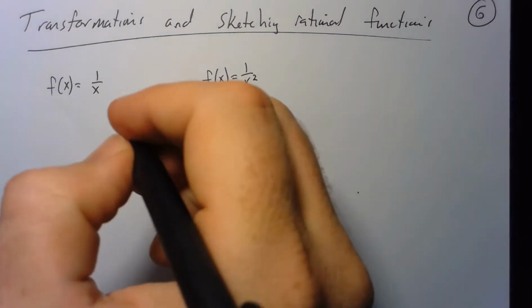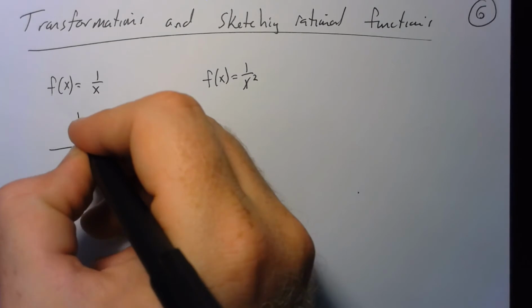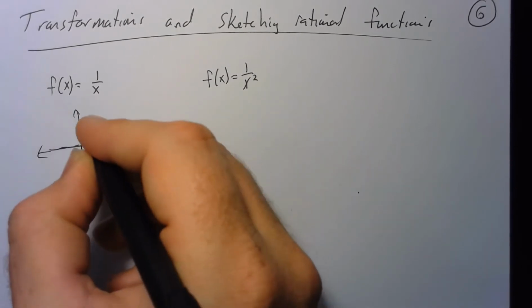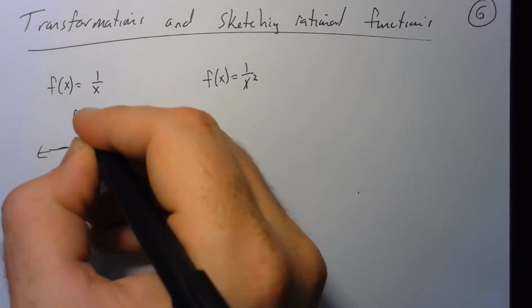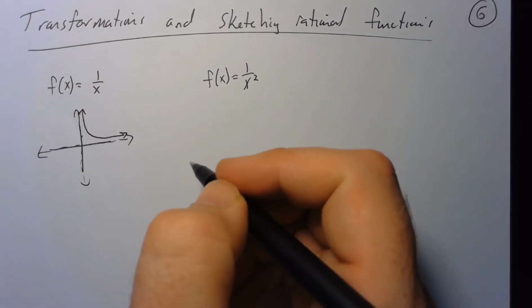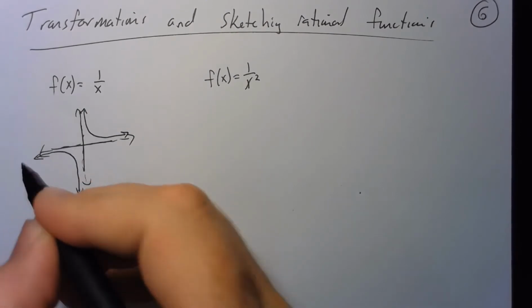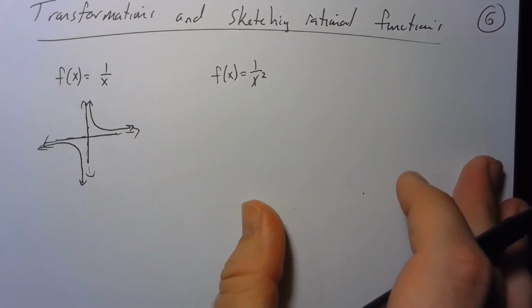The f of x equals 1 over x looks like this, such that it has two very clear asymptotes. It's got a vertical and a horizontal asymptote. The positive x values will end up resulting in positive y values, and the negative x values will result in negative y values. So in this case, we're looking at a function that looks like this.